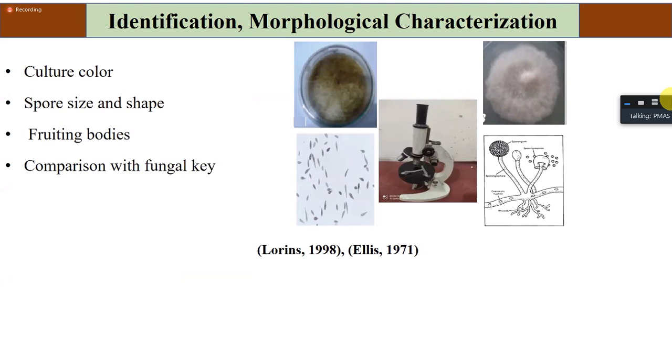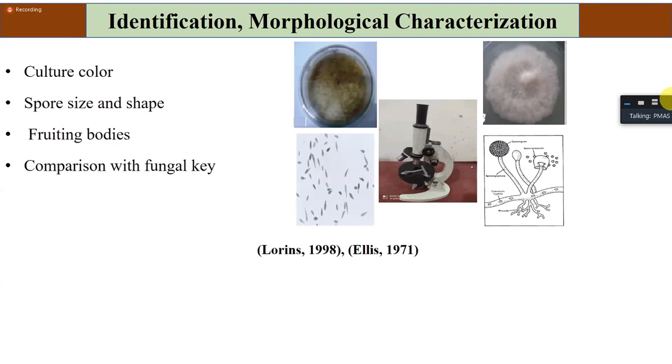Suppose culture color. You can see the first picture in the petri plates is the culture color, spore size, fruiting bodies, and we compare these with keys. The reference is given below: Ellis and Ellis, 1998. We use it. It is an important identification key for the morphological characterization of the pathogen.